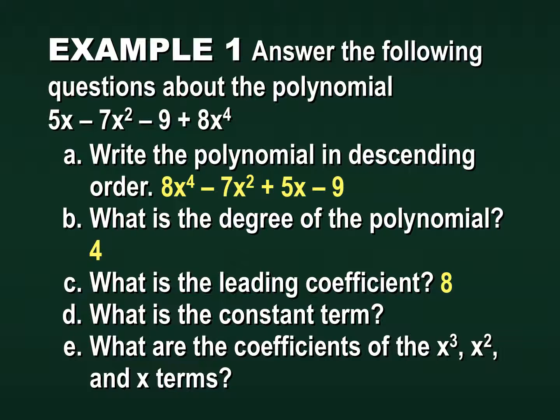Negative 9 is our constant term because it appears without a variable. And we want to know what are the coefficients of x cubed, x squared, and x. There is no x cubed, which means that the coefficient for x cubed was 0. The number appearing in front of x squared is negative 7. Remember, the negative goes with that term. And then the coefficient in front of x was 5.